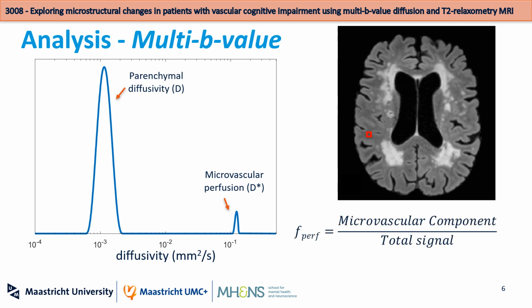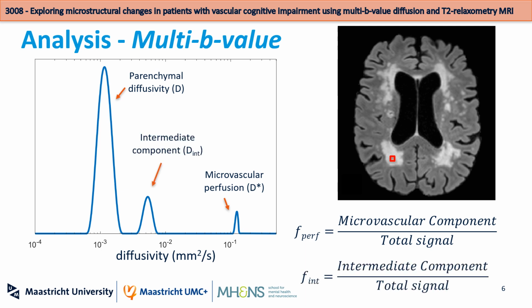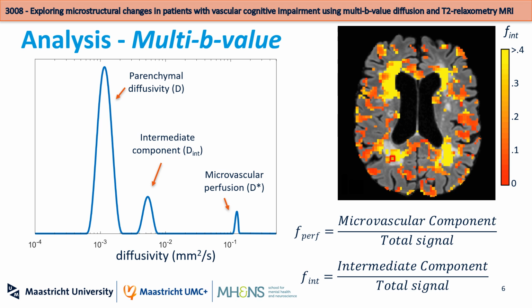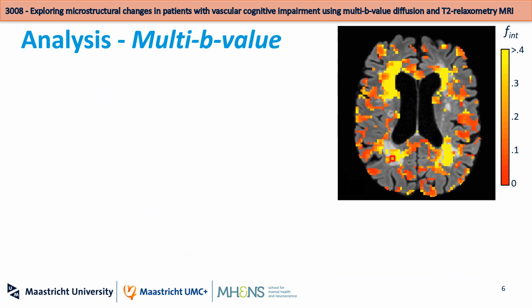Looking at a different voxel, placed for example in a white matter hyperintensity lesion, the spectrum could look like this, where we see a similar spectrum, but now there is an additional peak in the spectrum, which relates to the interstitial fluid. And we can calculate the contribution of this peak, and we can do that for all the voxels, and then we obtain this interstitial fluid marker.